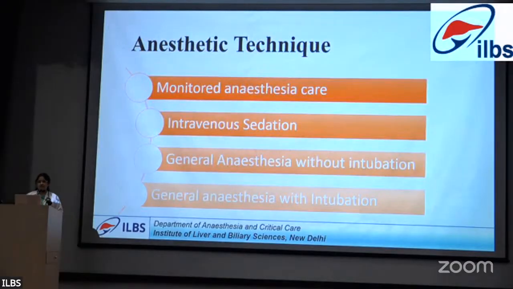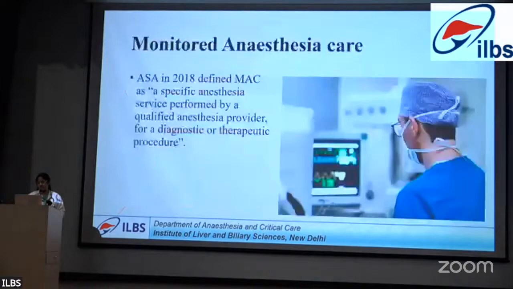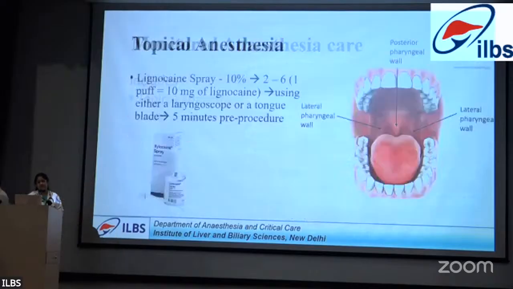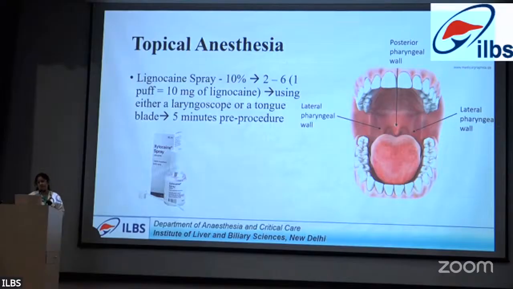Now, what are the types of anesthesia? It ranges from monitored anesthesia care, intravenous sedation, anesthesia without intubation, and with intubation. So monitored anesthesia care is a specialized care provided for diagnostic and therapeutic procedures, which includes topical anesthesia, local anesthesia, and analgesia. So topical anesthesia ranges from lignocaine spray 10%, 2 puffs given on each side of the laryngeal wall and 2 puffs on the posterior pharyngeal wall.